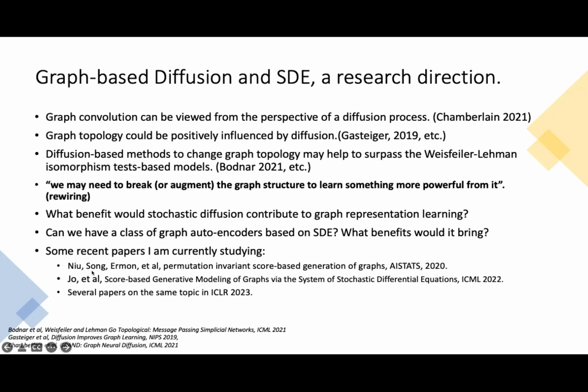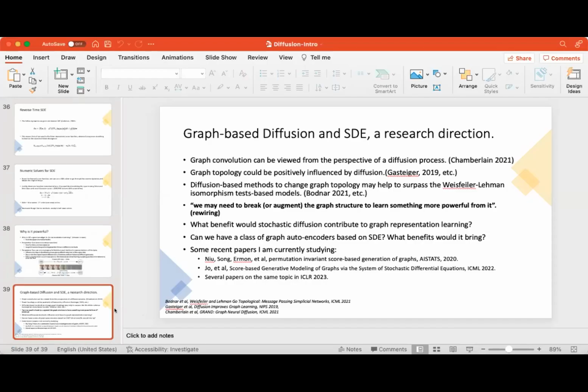The first paper is written by Song, Ermon and Daniel. They apply the idea of score-based generative models to graphs for graph generation. Then in ICML 22, there are already papers that try to apply SDEs to graph generation. And I think there are several papers recently on OpenReview for ICLR 23. So from my perspective, this could be an interesting research direction. Yeah, I think that's everything I have today.